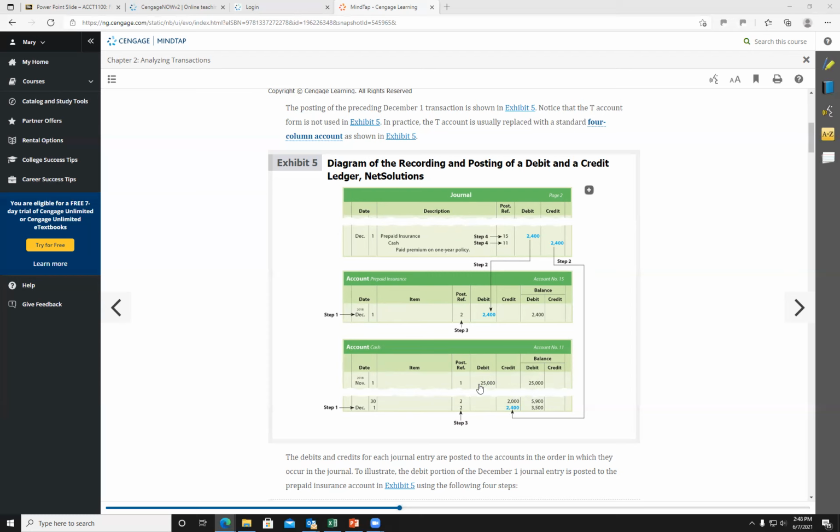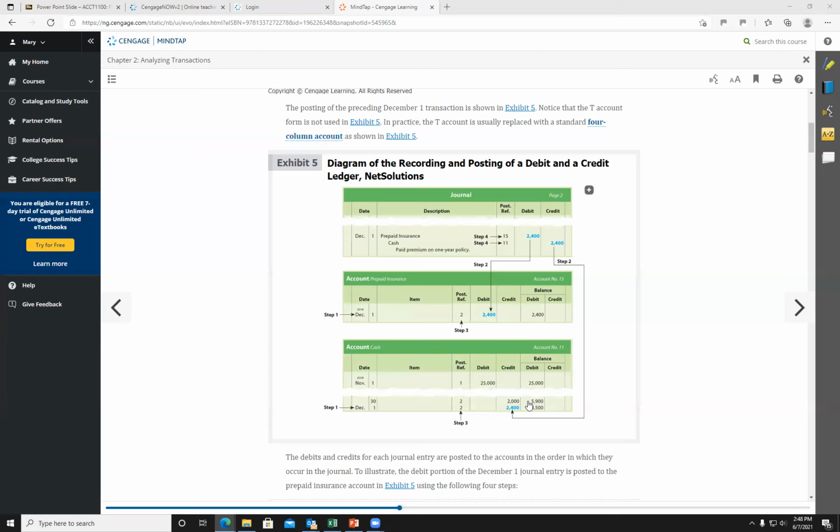So we obviously had a debit entry to our cash account of $25,000, and that gave us a beginning balance of $25,000. Then with every transaction, that balance has either increased or decreased. What's going to decrease it? Credits. Credits are going to decrease it. Debits are going to increase it.